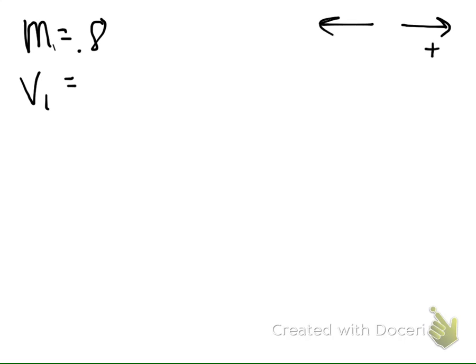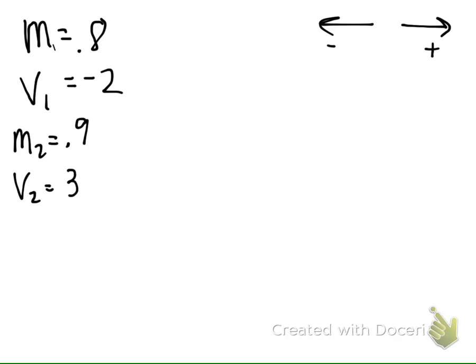The mass of our first object is equal to 0.8. The velocity of our first object is equal to 2. Let's first and foremost establish a coordinate system. We normally think of to the right as being positive, to the left as being negative. So this first object is moving to the right or to the left? Left, which means our velocity would be -2. The mass of our second object equals 0.9, and the velocity of our second object is going to the right at 3 meters per second, so it's going to be a +3.